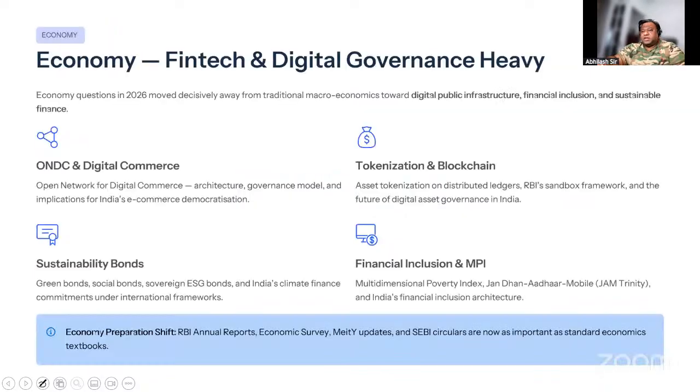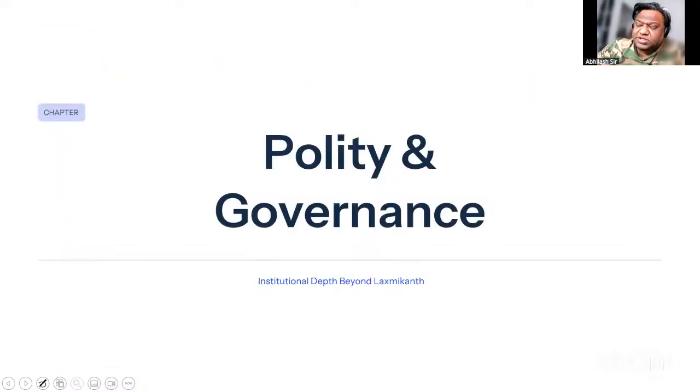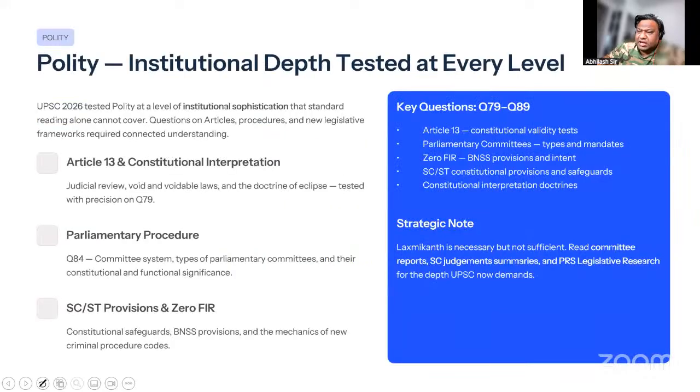Next comes economy. In economy, we had various questions from ONDC, e-commerce, sustainability bonds, and yes, this time there were very few questions on pure economics questioning your definition knowledge. But yes. Next is polity and governance. Article 13 in constitutional interpretation came. Parliamentary procedure in question 84, ST provision and zero FIR.